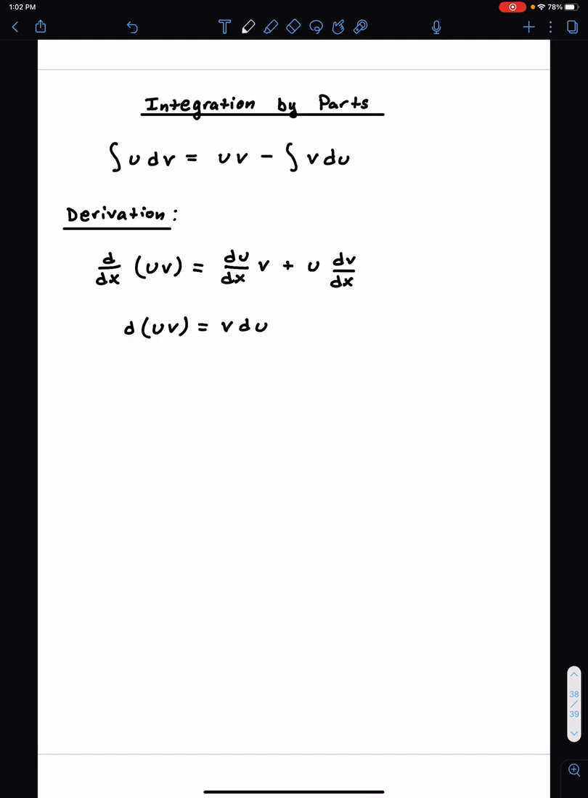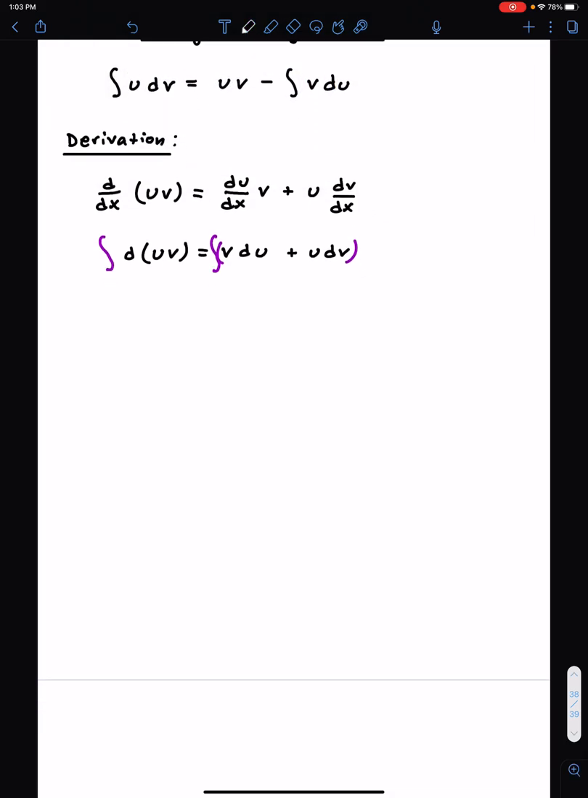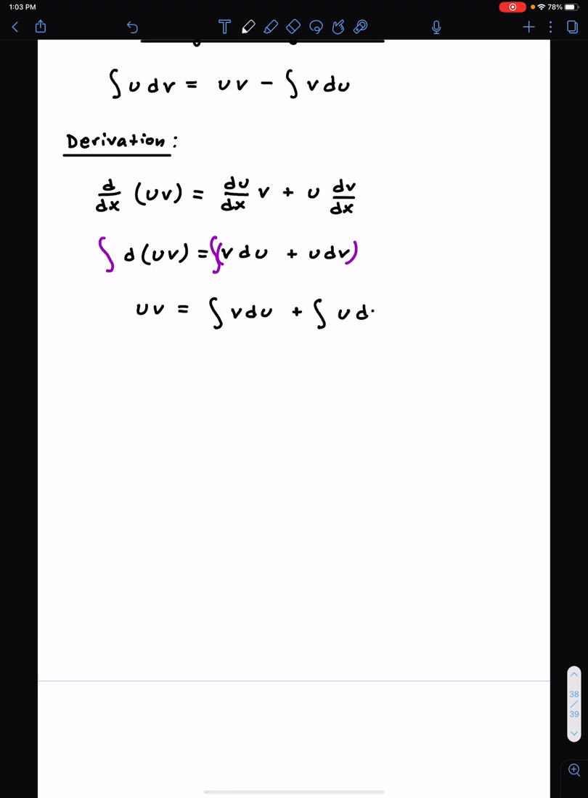So now if I integrate both sides, the integral of the derivative of uv is just u times v, which is equal to the integral of v du plus the integral of u dv.